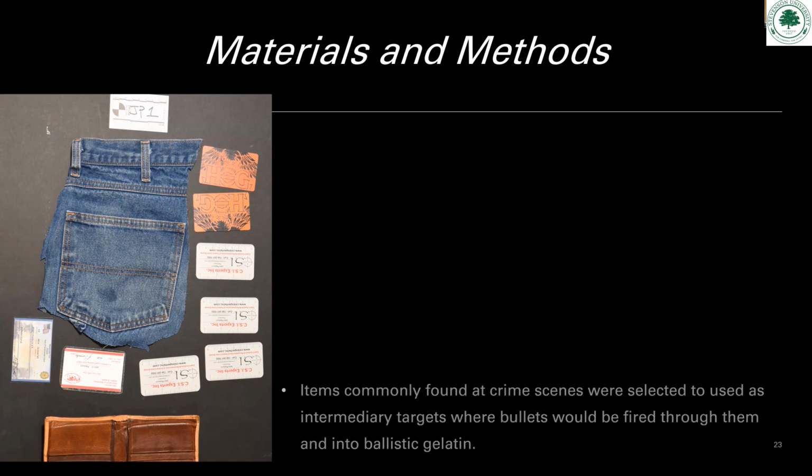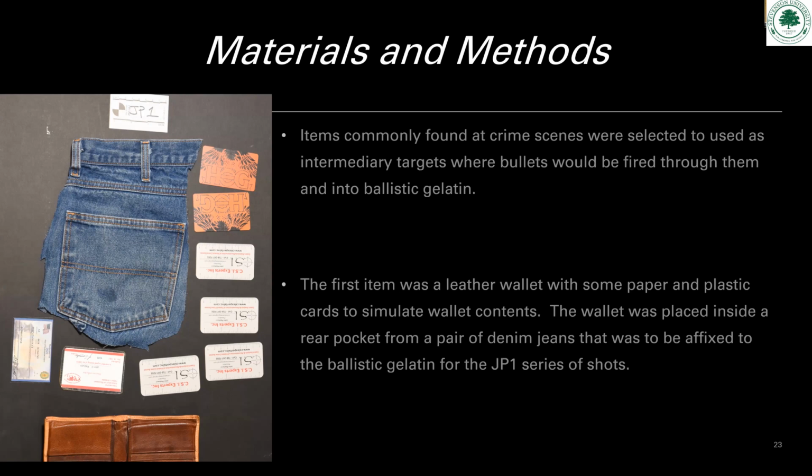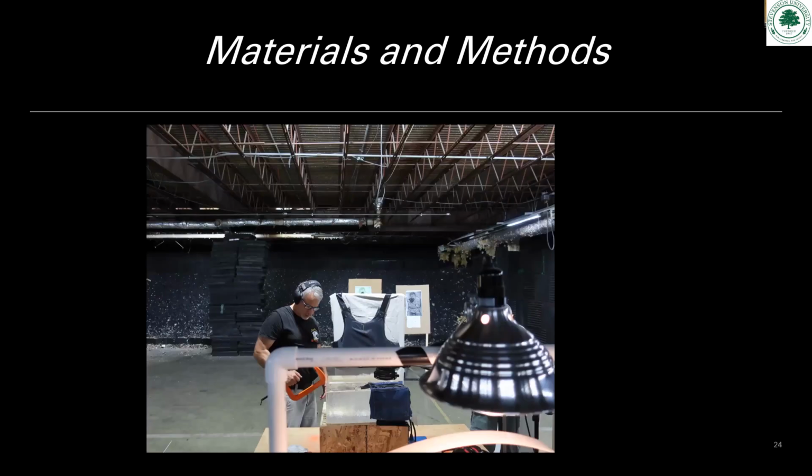Okay, and that's the pocket that the wallet went into, right? These are things commonly found at crime scenes. People wear jeans, people have wallets in their pocket, and the wallets have contents in there. So that's my JP1 series. There you can see the wallet that's affixed with Gorilla Tape to the ballistic gelatin. Beyond that is the Kevlar panel. And you can see the light screen from the chronograph, and the light source for the chronograph.